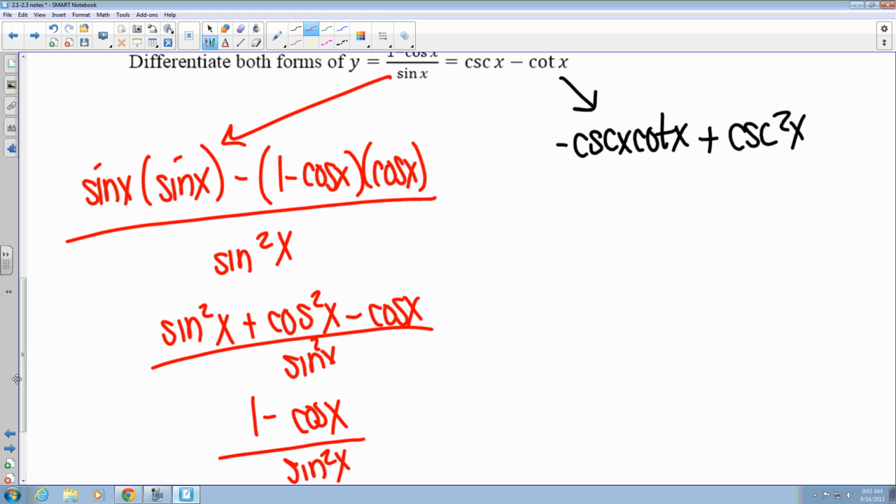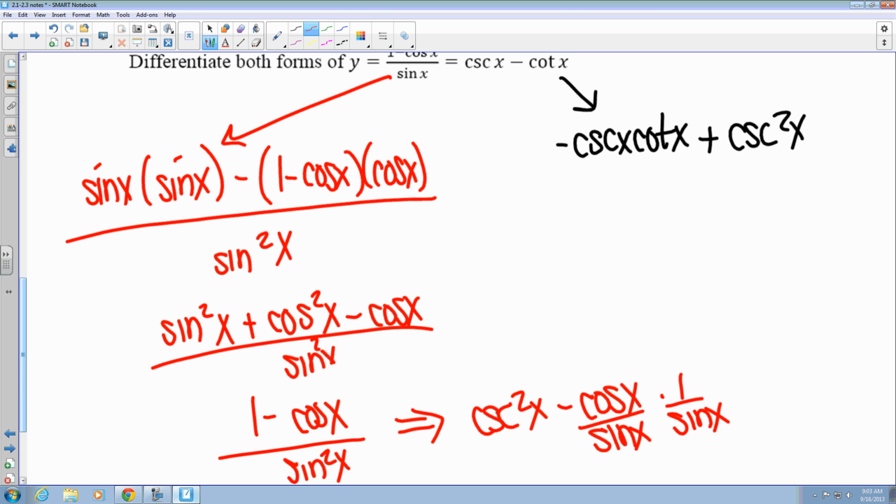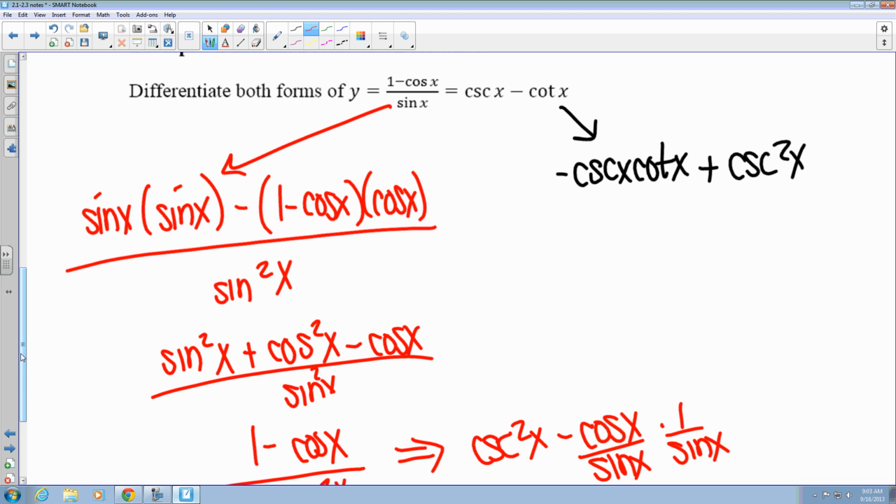So if you actually went through and looked at this, it would be the same answer. This one turns into cosecant squared minus cosine over sine times 1 over sine. Cosine over sine is cotangent, and 1 over sine is cosecant. So these are actually exactly identical. So if you start with a form like 1 minus cosine over sine, it's obviously beneficial to you to simplify it first because your differentiating becomes a lot easier.